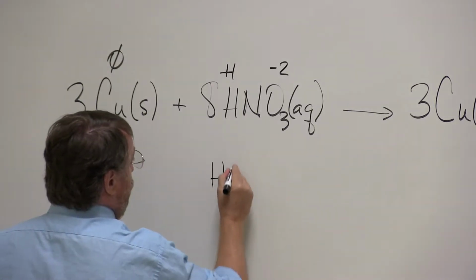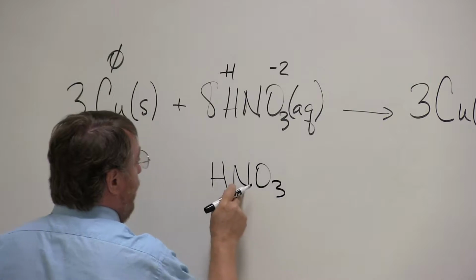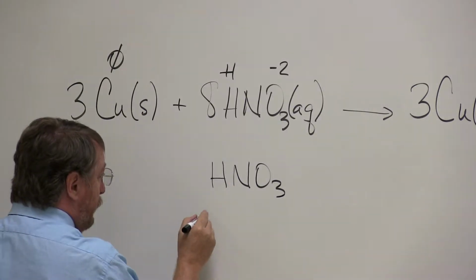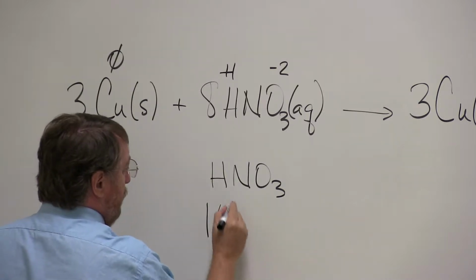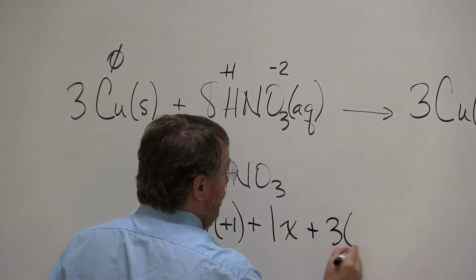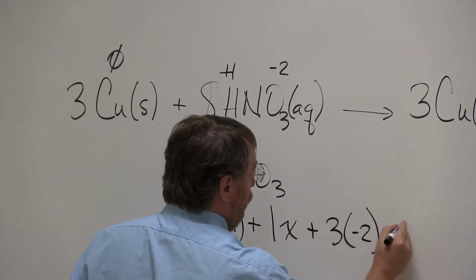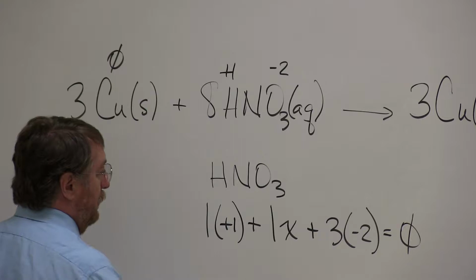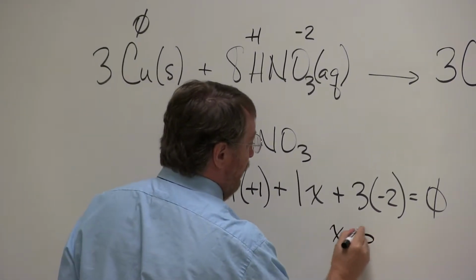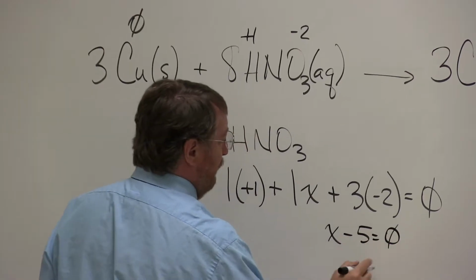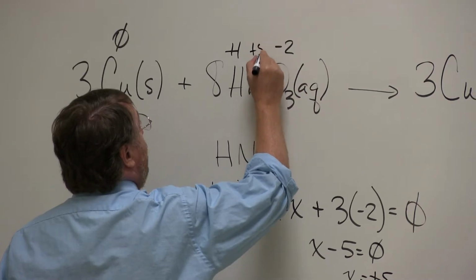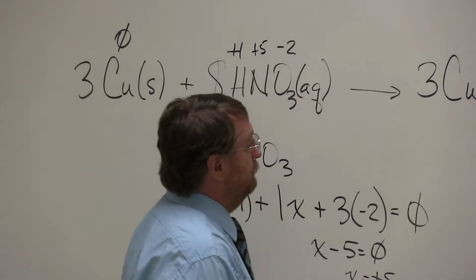So let's write out HNO3 and determine the oxidation state on the nitrogen. So we've got one hydrogen at +1 charge, one nitrogen, unknown charge, three oxygens at -2, all equal 0. So +1 and -6 is -5, so x minus 5 equals 0. Bring the 5 over, x equals +5. So our nitrogen here is +5.